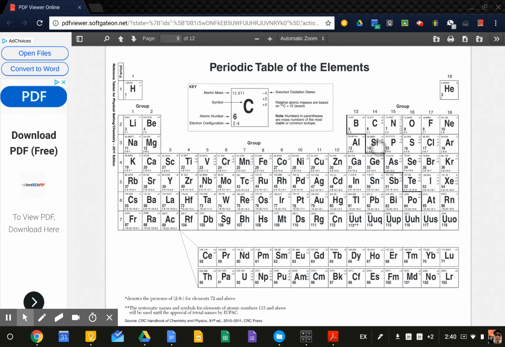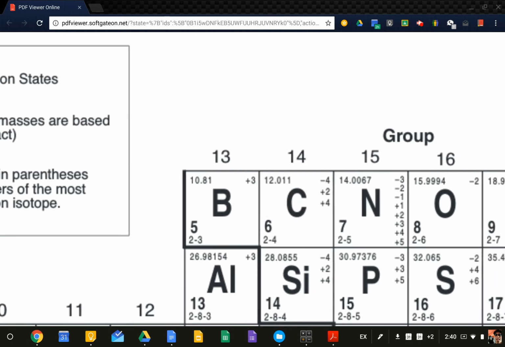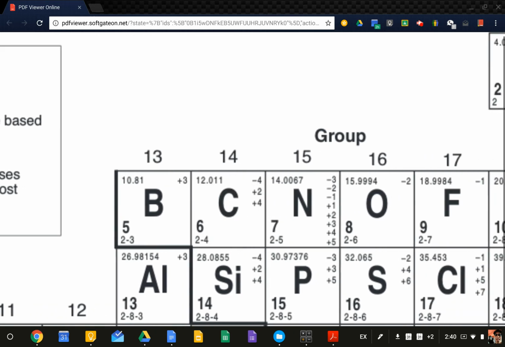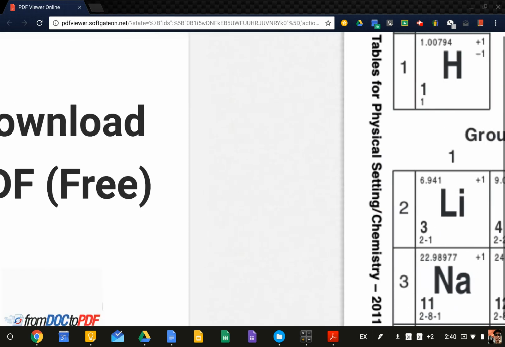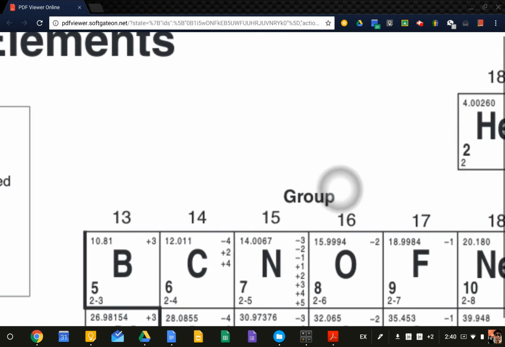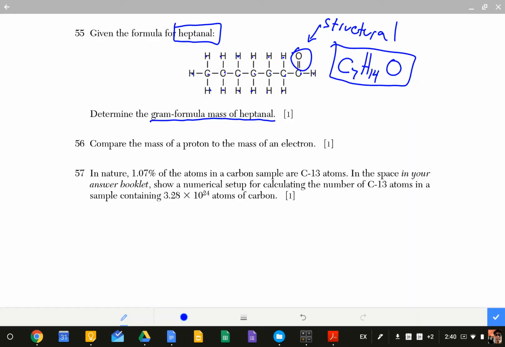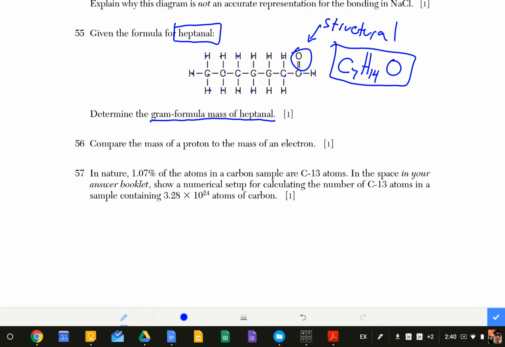So let's see. Carbon, the mass is 12, so we could just round it to a nice 12 there. The mass of oxygen is about 16. And hydrogen's mass is 1. So carbon's mass is 12 on average, oxygen's mass on average is 16, and hydrogen's mass on average is 1. So all we got to do is multiply. The gram formula mass is going to be carbon: there are 7 carbon atoms times the mass of carbon, which is 12. I'll do it step by step with you.